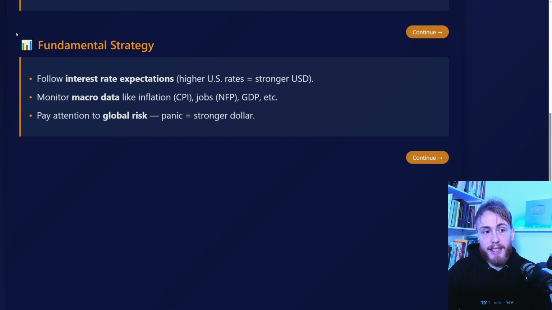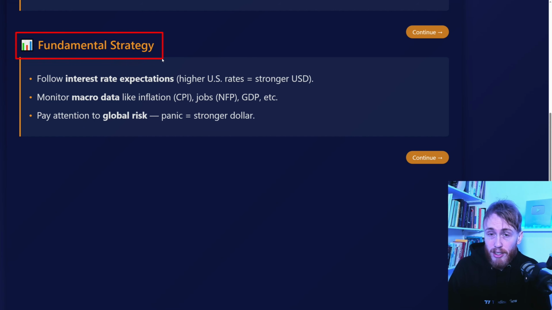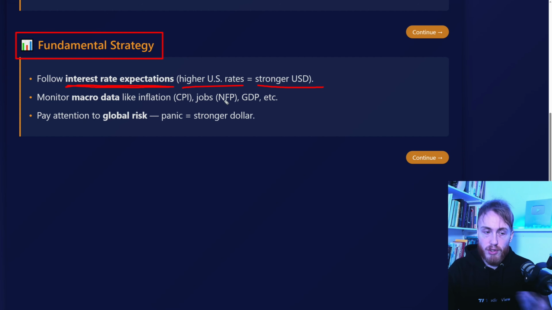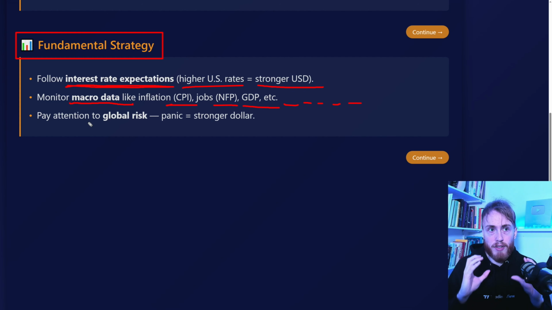But here, and this is very key, you can also use fundamental analysis or fundamental strategies to trade the DXY. So you can, for example, do things like following interest rate expectations. Higher rates tend to mean a stronger USD. You can also monitor things like macro data, CPI, jobs, GDP, and so on. And another thing you can do, if you are good at it, is to analyze and pay attention to different kinds of global risks. For example, our current climate gives traders lots of opportunities in trading the DXY.